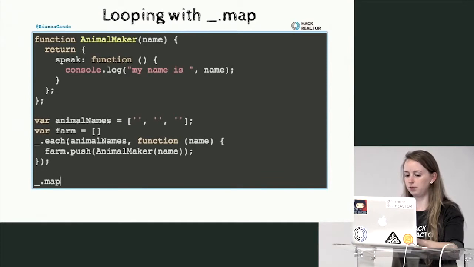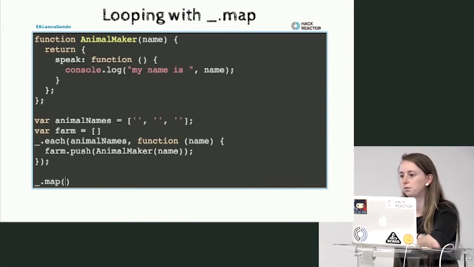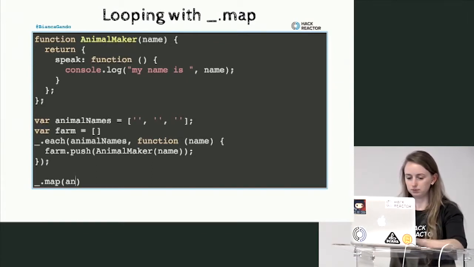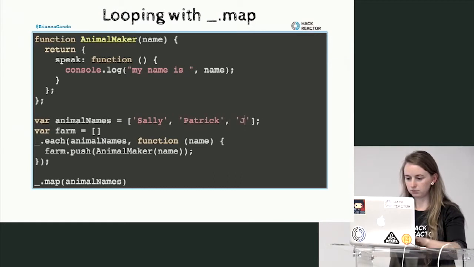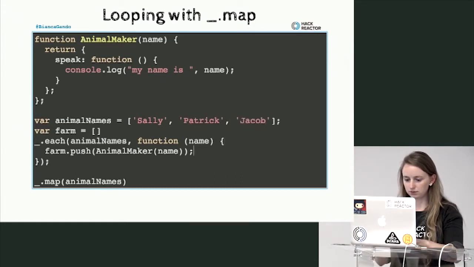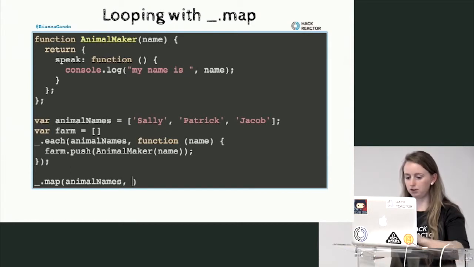Maybe do underscore dot map. What are we going to map over? Do you know, John? The animal names. Oh no, I ran out of animal names. So we're mapping over the animal names.